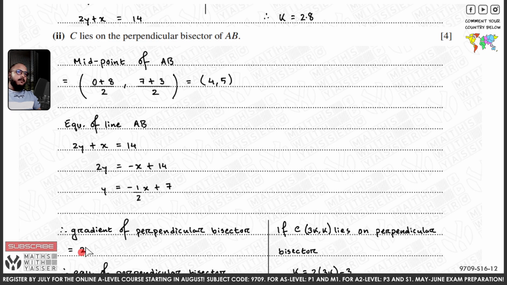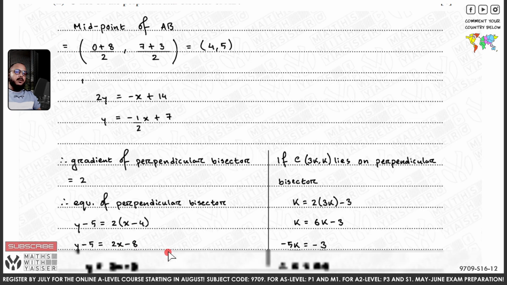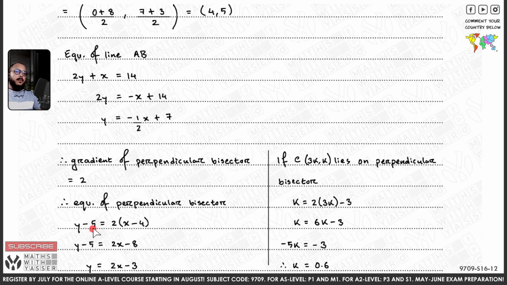So now we have the point through which the perpendicular bisector is going and the gradient of the perpendicular bisector as well. So the equation of the perpendicular bisector must be y minus y1 equals m times (x minus x1). So the point is (4, 5) and the gradient is 2.